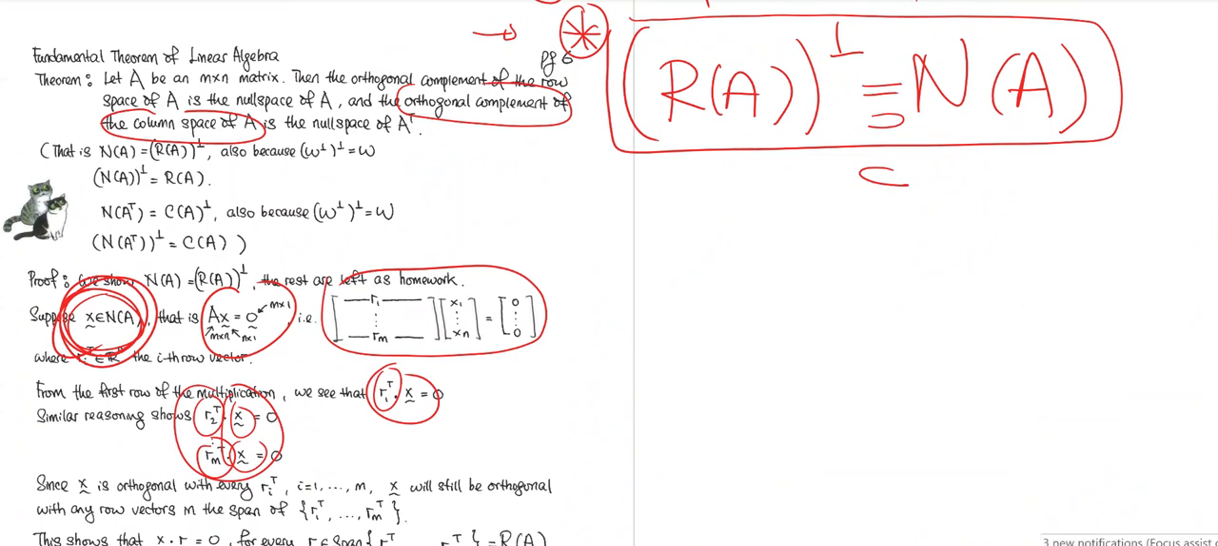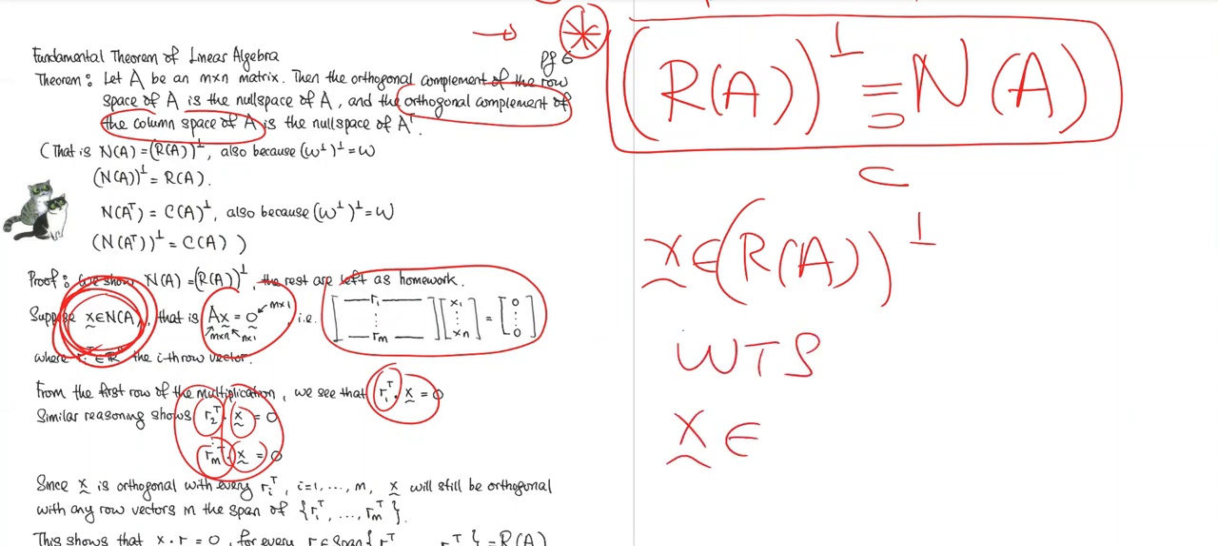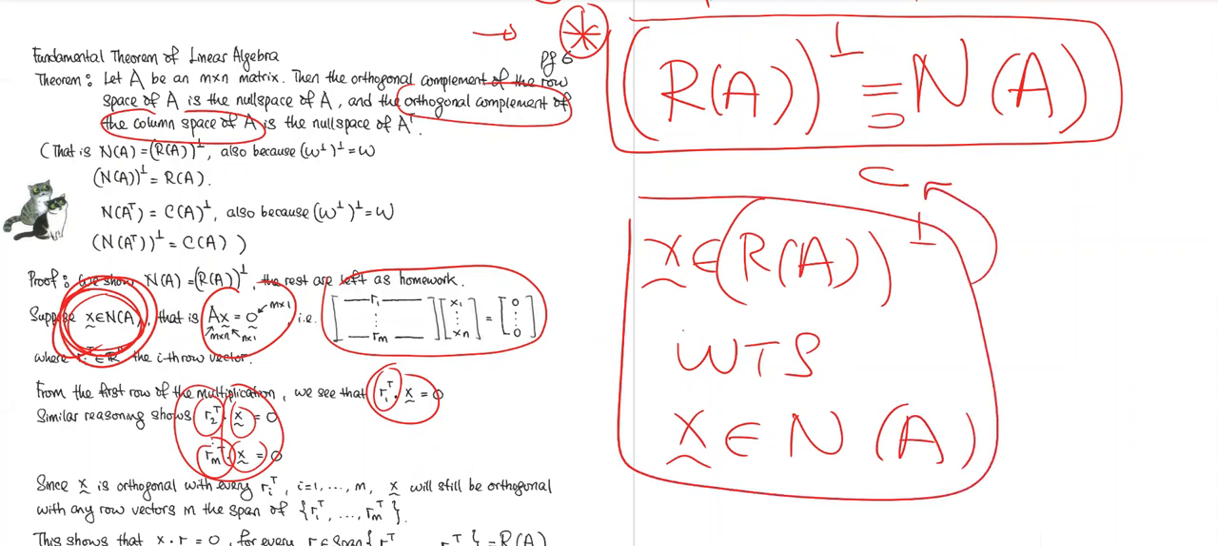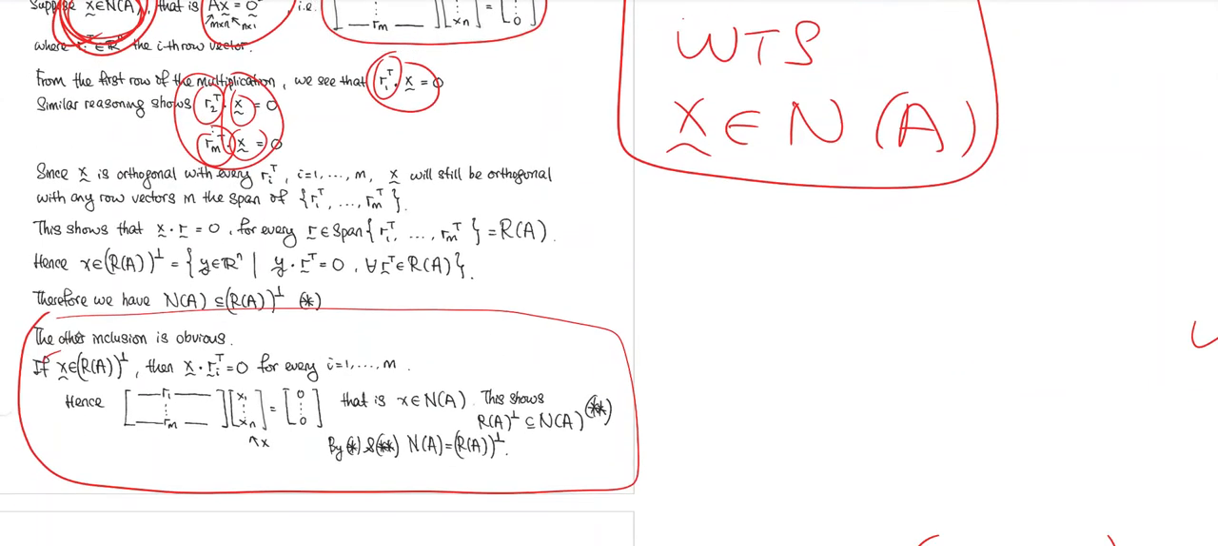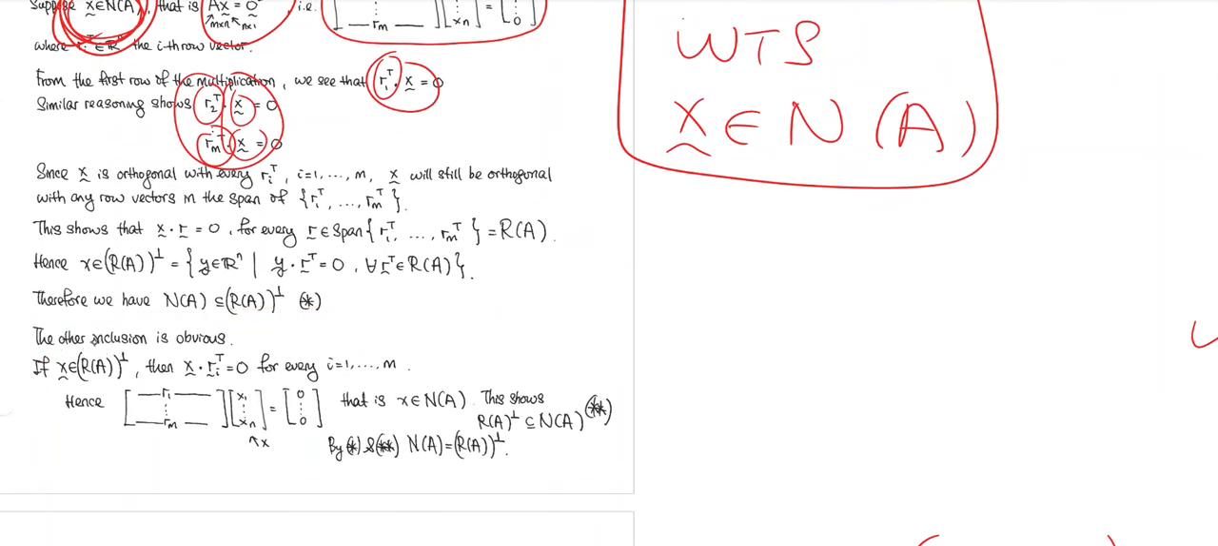So what do we have? Now suppose we take an element that is in the row space of A perp, and we want to show that that element will eventually be in the null space of A. If you manage to do that, then you are showing this inclusion. Taking the two inclusions together, you will show that we have this set equality, and we are done. So how do we do that? Now suppose that X is in the row space of A perp, the orthogonal complement.